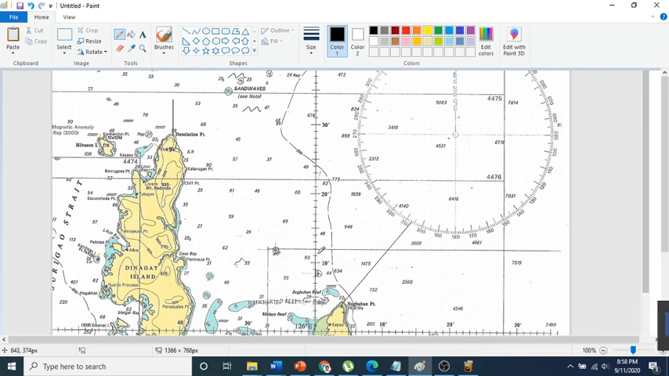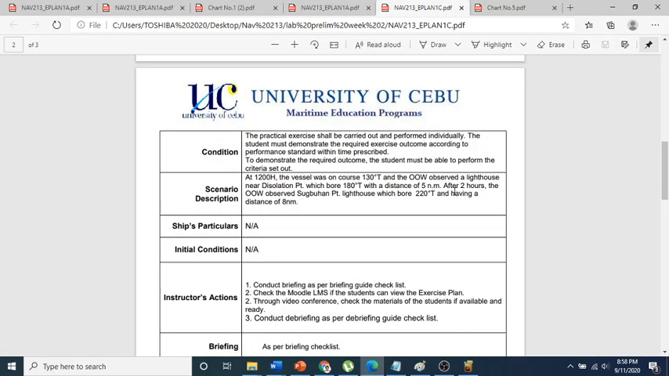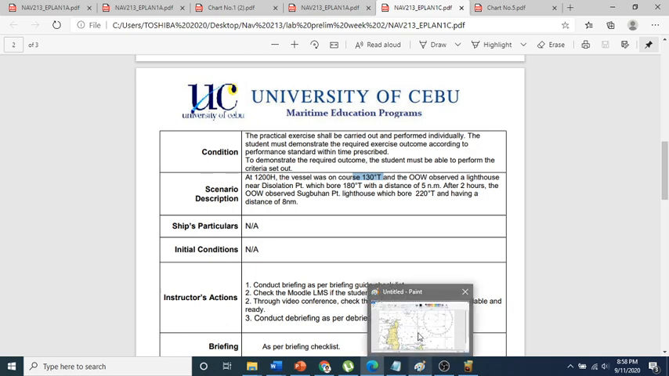But on your end, you just take 1, 2, 3, 4, 5, 6, 7, 8, put the compass divider here and make an arc to determine that it is 8 nautical miles. But for this demonstration, let's just assume that this is 8 nautical miles. So we have almost finished the scenario. Only one thing, bear in mind that the ship was on course 130 degrees true.